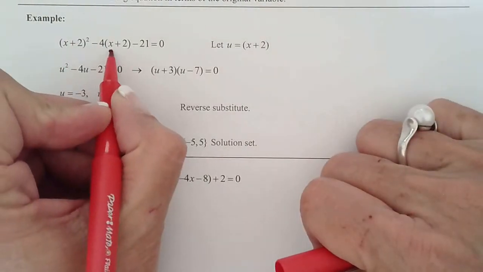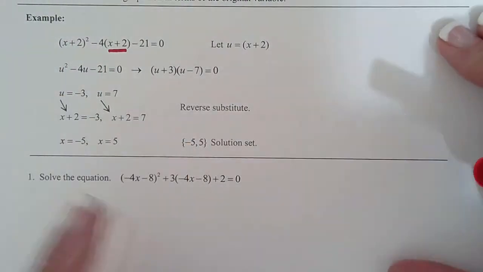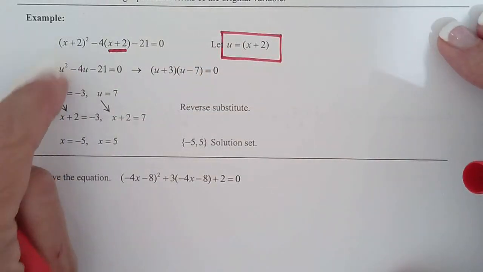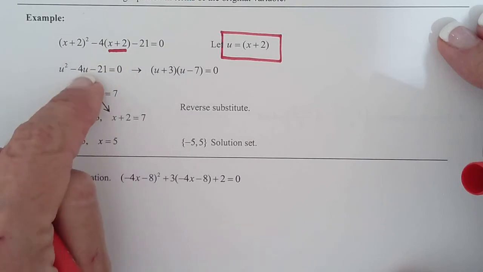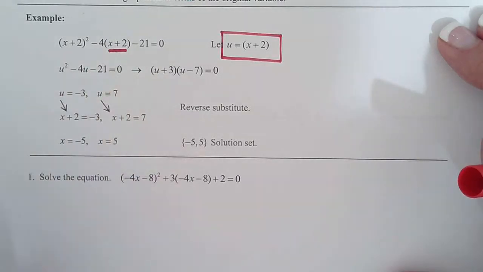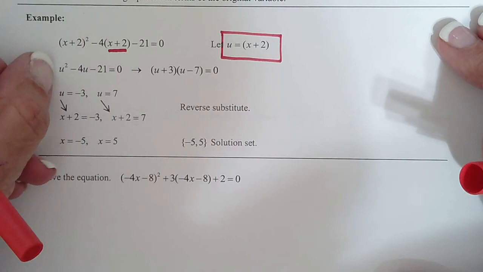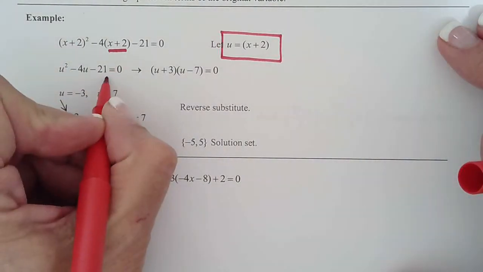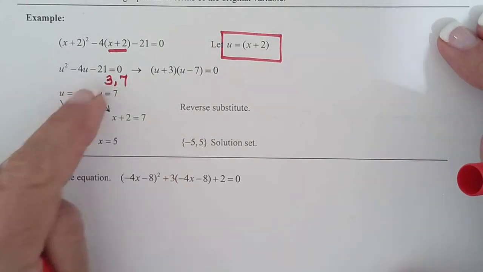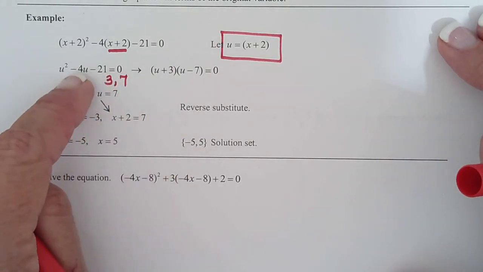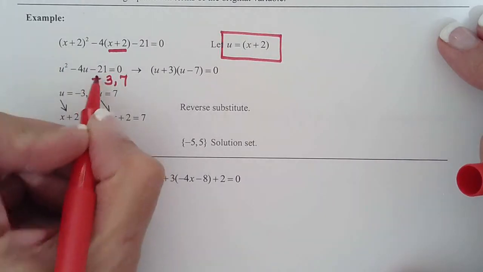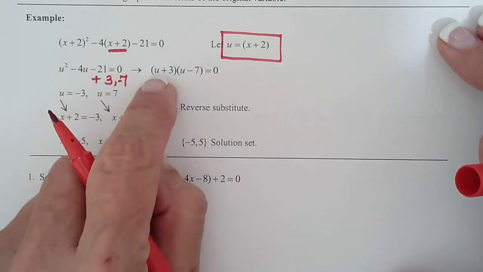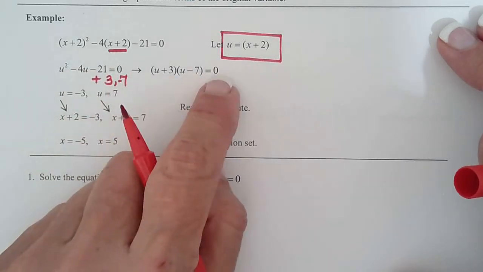So the variable part of the center term is u. So u equals x plus 2. So this is going to be u squared minus 4u minus 21 equals 0. Because the leading coefficient is 1, we can factor with double bubble. So factors of 21 that differ by 4 are going to be 3 and 7. This says the signs are different. This says make the larger one negative. So positive 3, negative 7. So it would be u plus 3, u minus 7 equals 0.